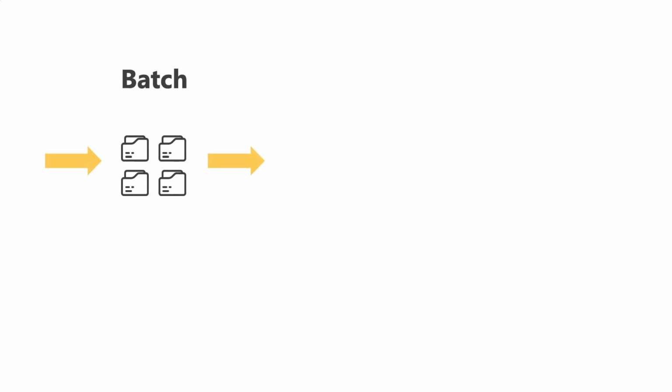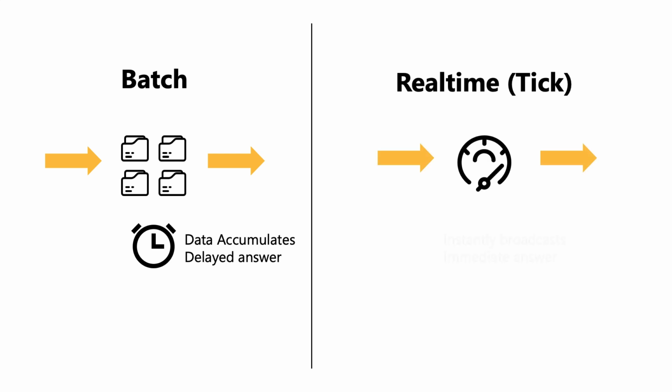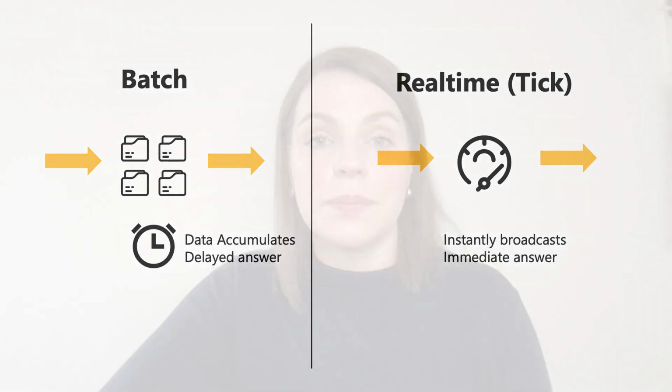Now, this function can behave differently based on whether a timer is set with it or not. And this is the difference between configuring either batch publishing mode or real-time publishing mode, otherwise known as tick mode. Batch mode is where the incoming data is accumulated, either for a specified duration or until a predefined number of records is reached, before releasing it in batches. Whereas tick mode instantly broadcasts data as soon as it comes.